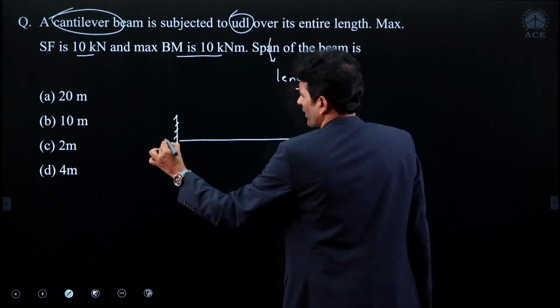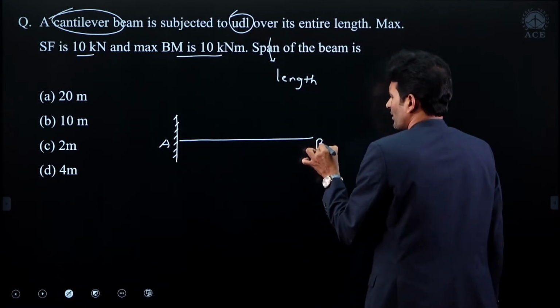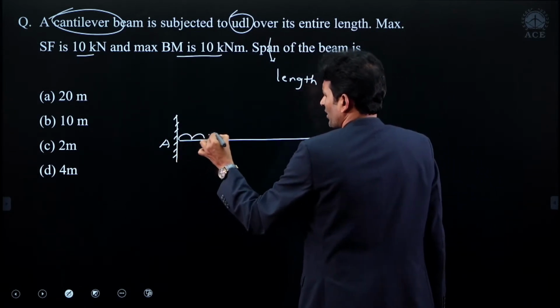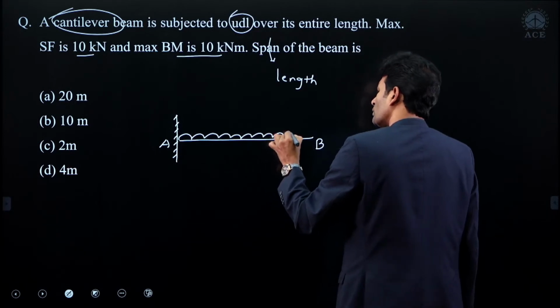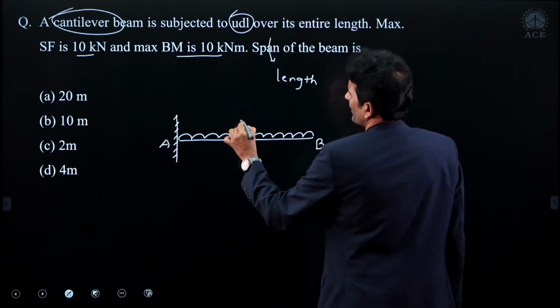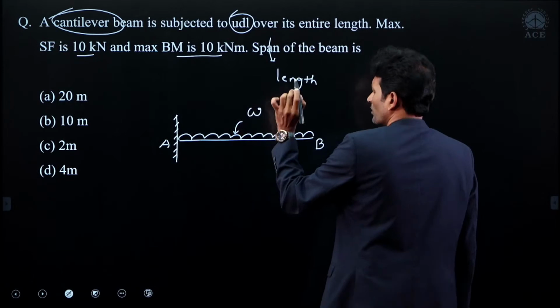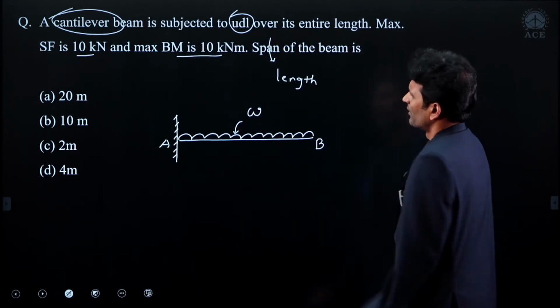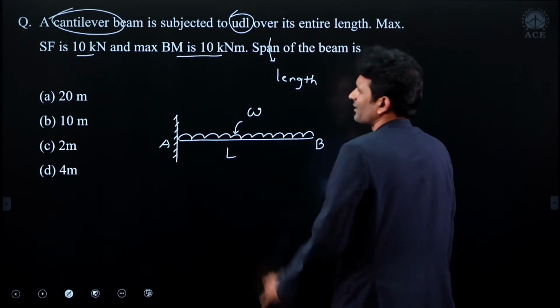What type of load we are observing? UDL load. Let us mark this as AB. UDL, it is acting throughout the span of the beam with an intensity omega. I don't know, it is not given. And this is the length of the beam.